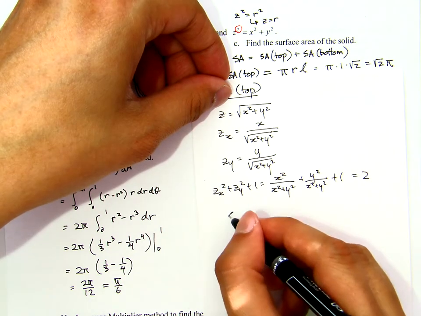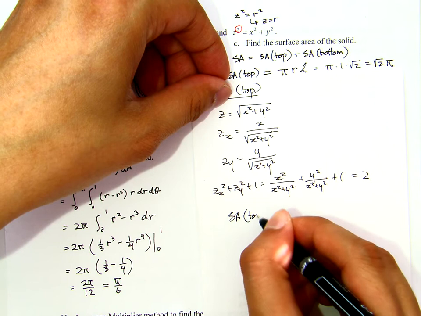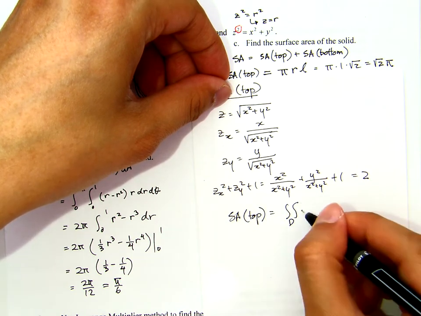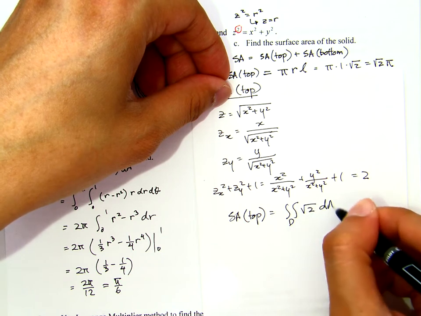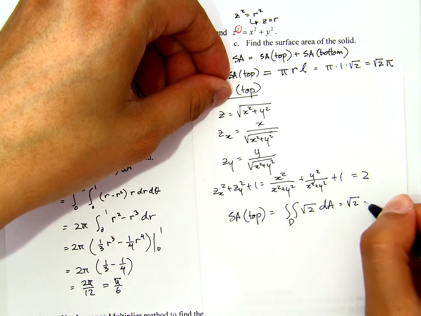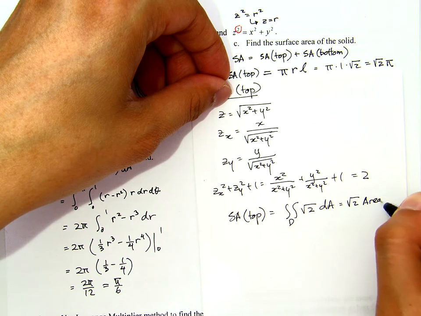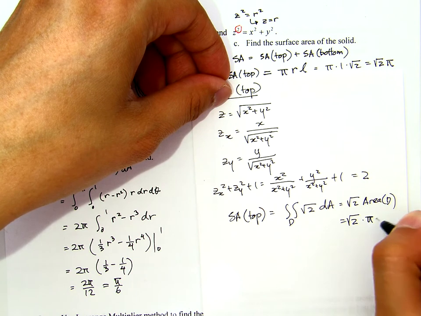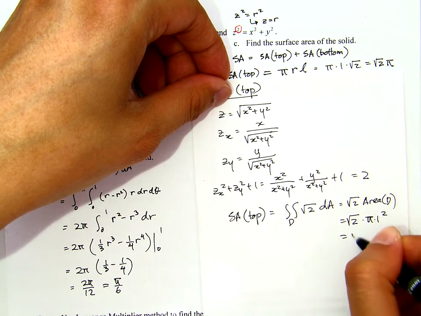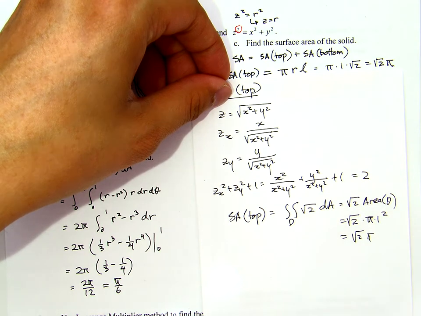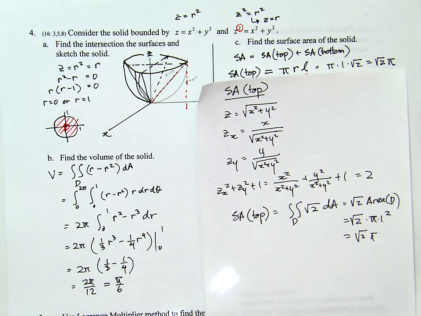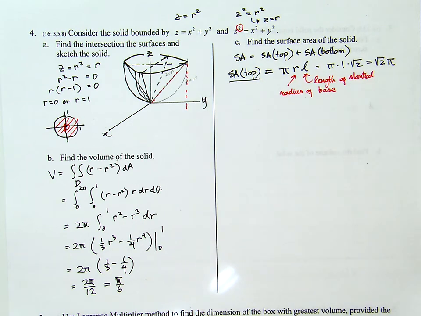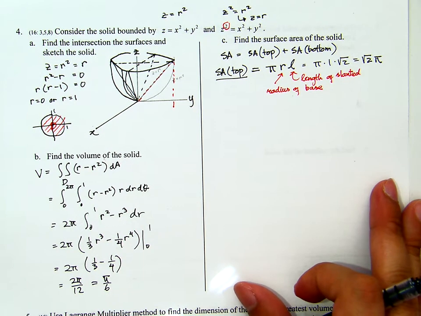So the double integral, the surface area of the top, will be given by the double integral over the domain of square root of 2 dA, but that's actually square root of 2 times the area of the domain D, which is pi r squared. Okay, so even if you do it the traditional way, you will still get the one we need. However, I do expect you to know some geometry, therefore you don't need to work that hard.